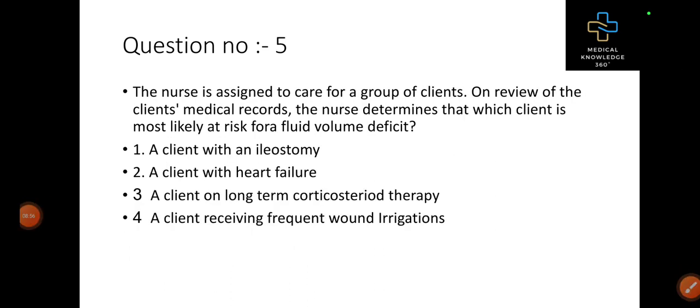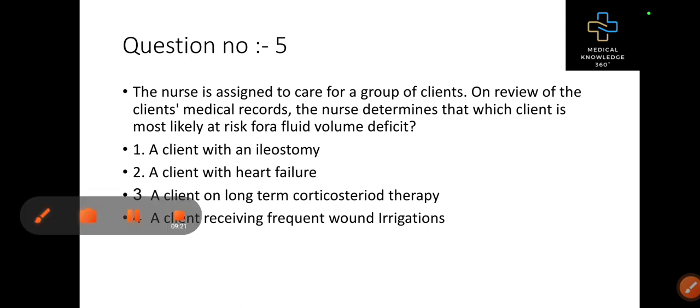Now, question 5 is, the nurse is assigned to care for a group of clients. On review of the clients' medical records, the nurse determines that which client is most likely at risk for fluid volume deficit. So, what do you think? What is the right answer for this question? Your options are a client with an ileostomy, a client with heart failure, a client on long-term corticosteroid therapy, a client receiving frequent wound irrigations.